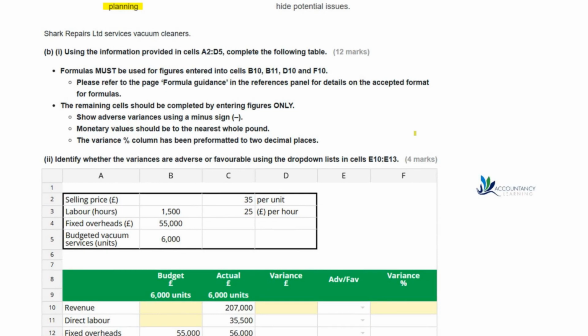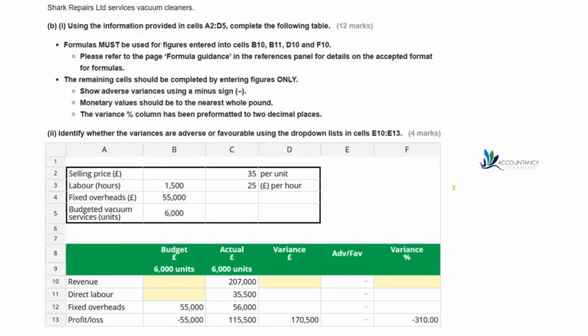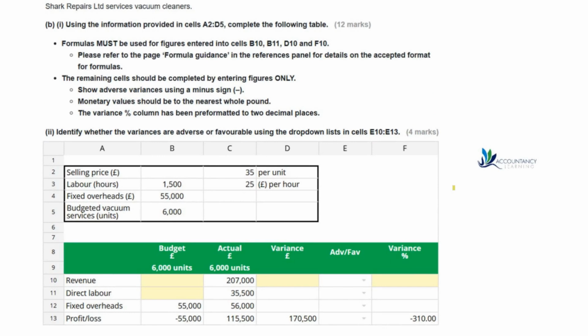Shark Repairs Limited services vacuum cleaners. So for part B, we are given some information and we need to complete the following table. Now in this question there are some quite specific instructions. We're told that formulas must be used for the figures entered into these 4 cells. And if you need to, you can refer to the formula guidance in the references page.